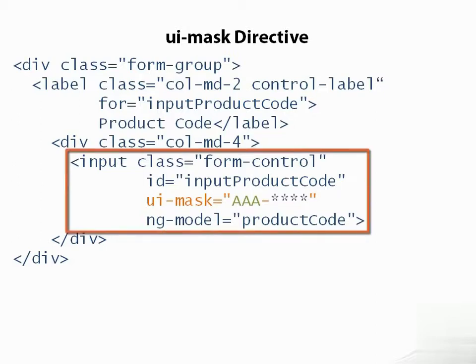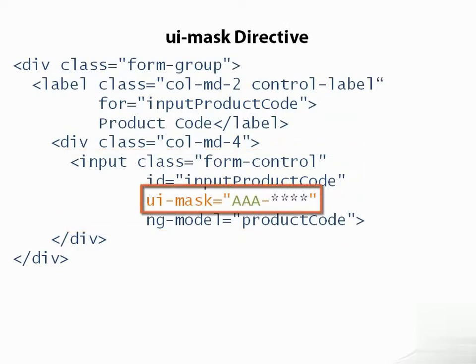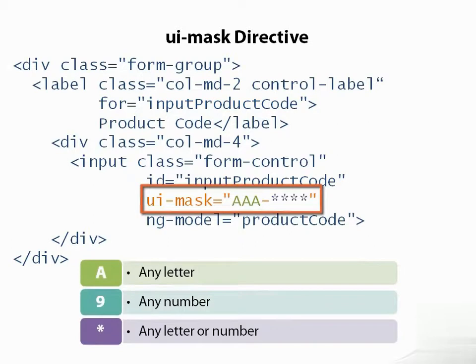The UI mask directive is defined in the input tag. Set the directive value to the desired mask. In this case, the product code starts with 3 letters, then a dash, then 4 alphanumeric values. The mask uses the following key.